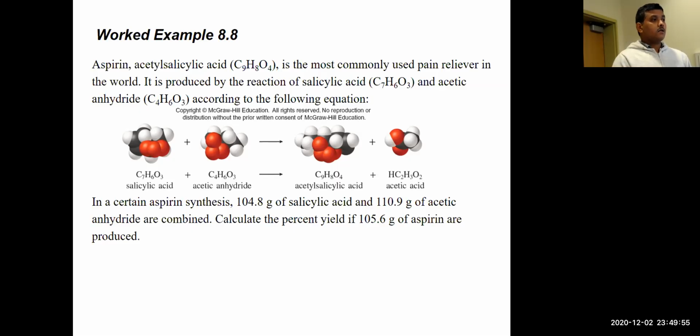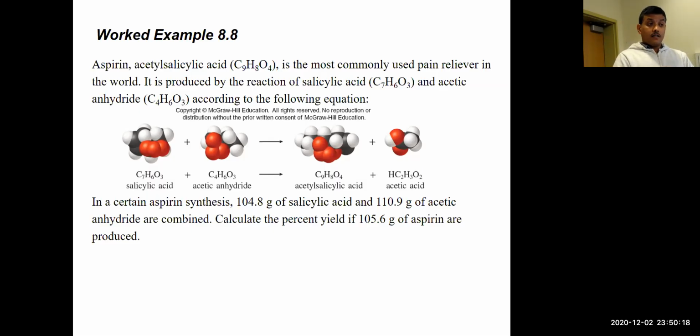Okay, so in a certain aspirin synthesis, 104.8 grams of salicylic acid and 110.9 grams of acetic anhydride are combined. They both are reacted. Calculate the percent yield if 105.6 grams of aspirin are produced.